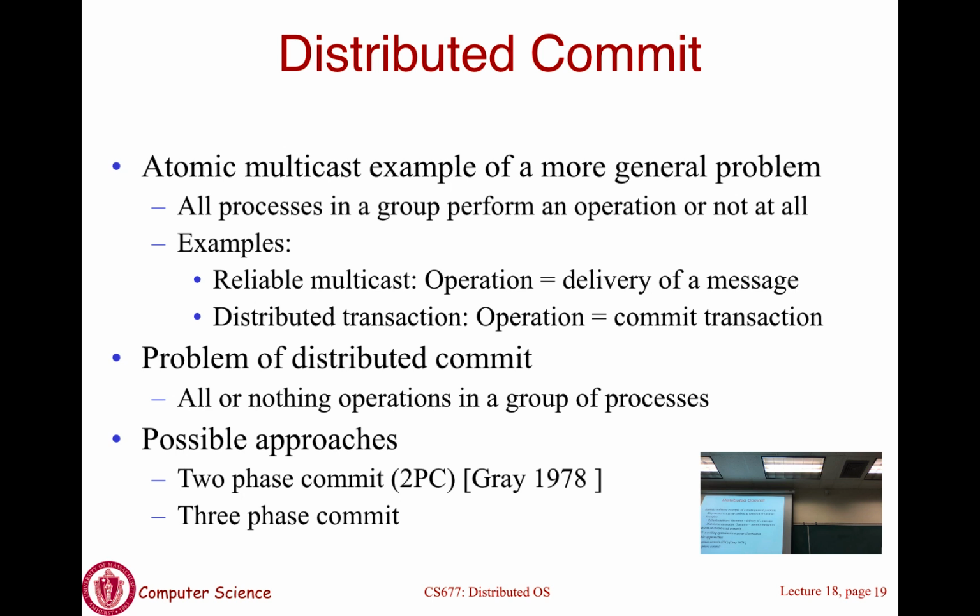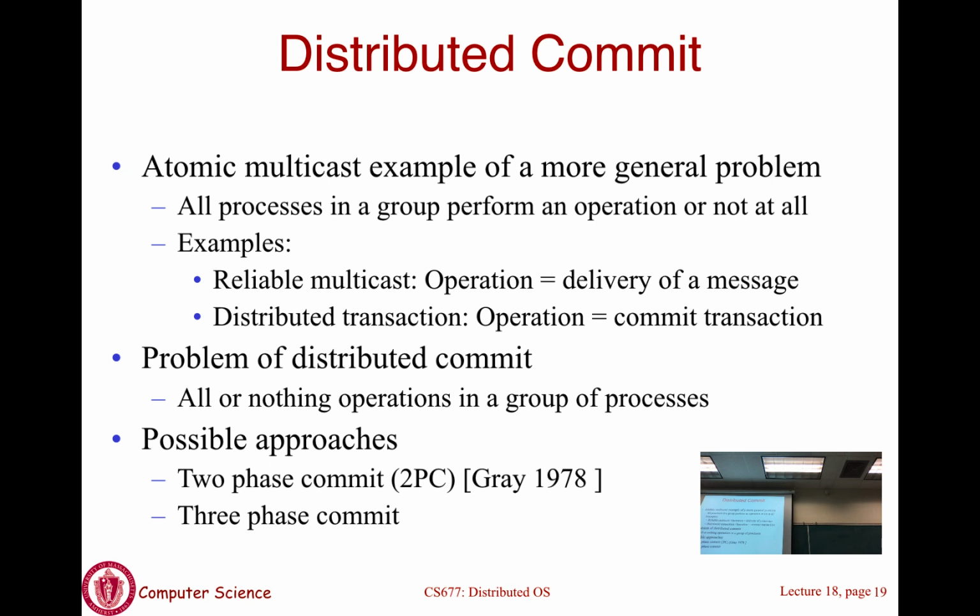I want all my replicas to perform a computation. I say what's 2 plus 2? Everybody has to do, that's a bad example. Let's say I want every node to append some value to a log or a database. Either everybody does it or nobody does it. So we want to ensure consistency of that sort. So how do you do this in a more general case is what we are going to see.